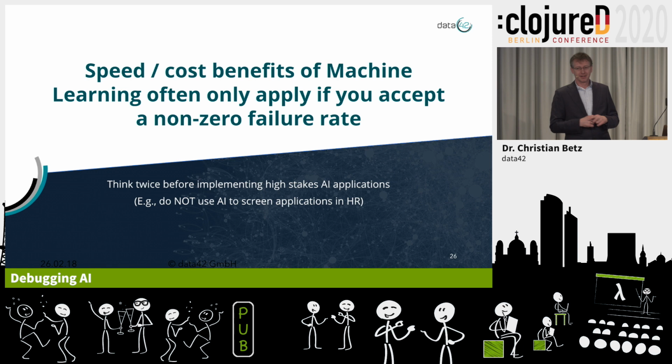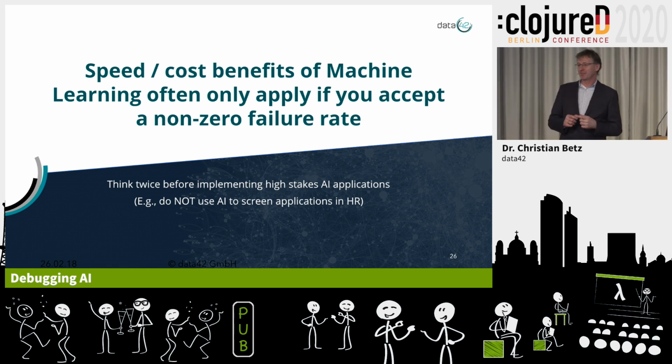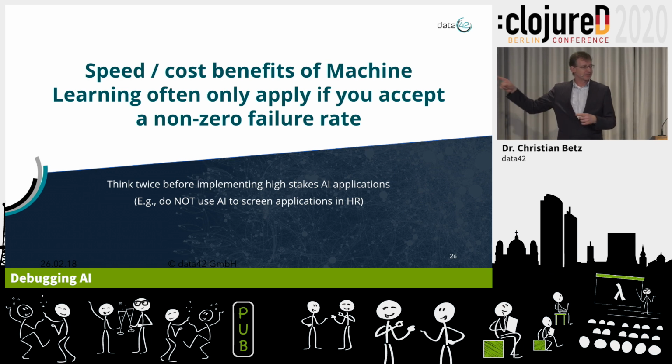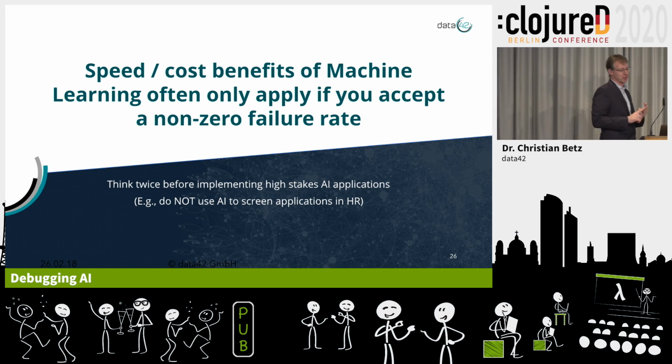And last minute, I have two more slides. I have two things. If you take nothing out of the talk, take this and the next slide. Use machine learning only if you're able to afford a non-zero failure rate. If you're deciding whether you should shoot someone, prolong a sentence, drive in a crowd of people, be sure to know what you're doing.